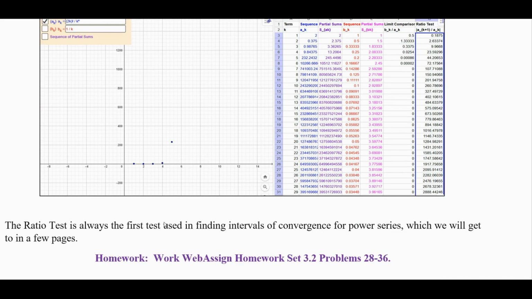The ratio test is always the first test that will be used in finding intervals of convergence for power series, which we will get to in a few videos down the line. So the ratio test is one that we will end up using a lot. So hopefully there's enough examples there that you can supplement ones that you might find in your textbook and allow you to get some homework problems done.